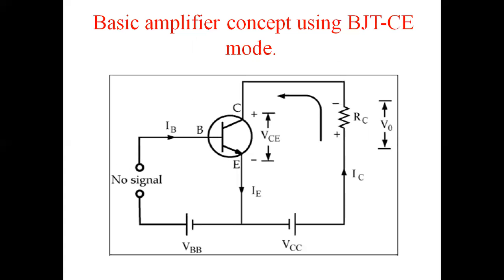And let me discuss the next topic, that is basic amplifier using BJT common emitter mode. BJT stands for bipolar junction transistor. So here the transistor which we are going to use is an NPN transistor. Okay, the transistor which we have used here is an NPN transistor.